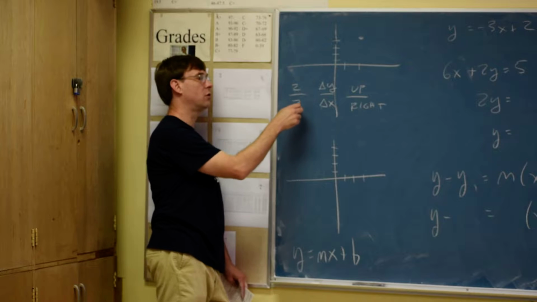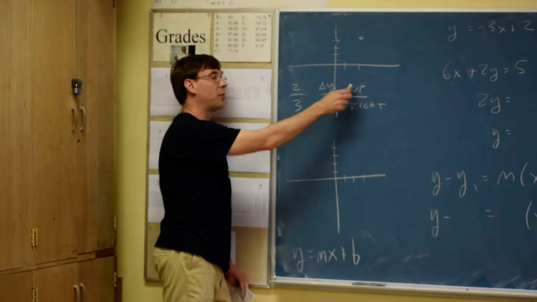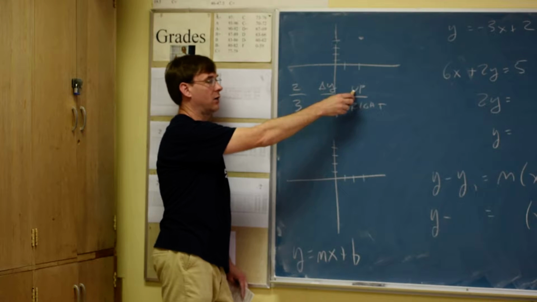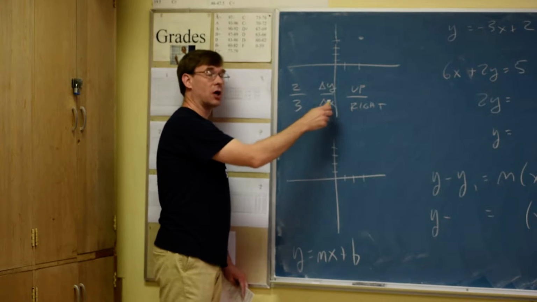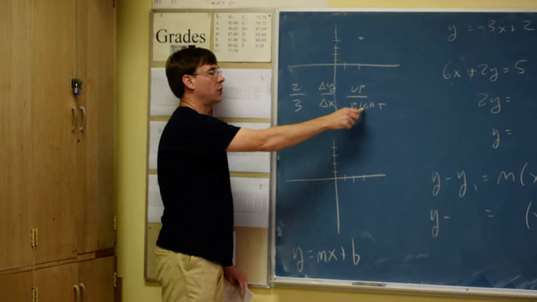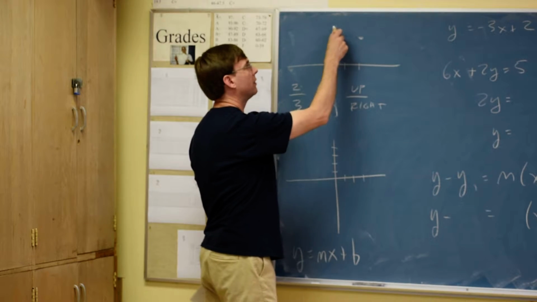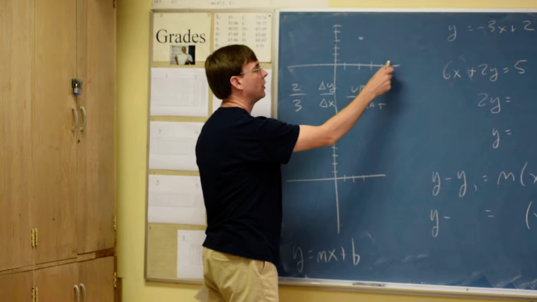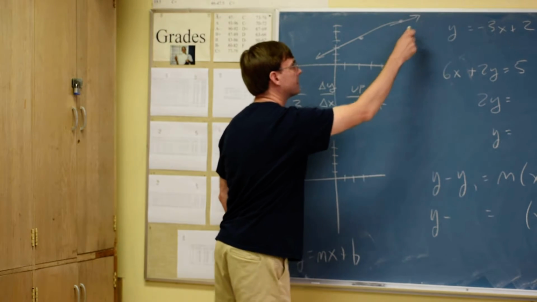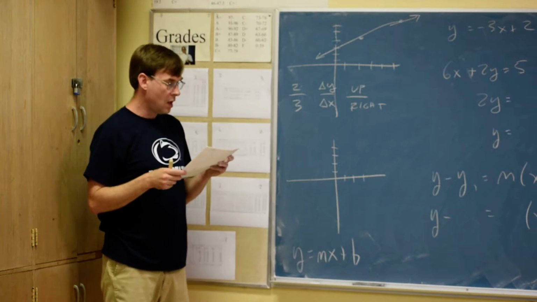So if I throw you a 2/3, the 2 goes up, because that's how the change in y goes, up or maybe down if it were negative. The change in x always goes right though, never left, always right. So I need to go up 2 and right 3 from this dot. So up 2 more, right 3 more, play a little connect the dots, and on we would go.